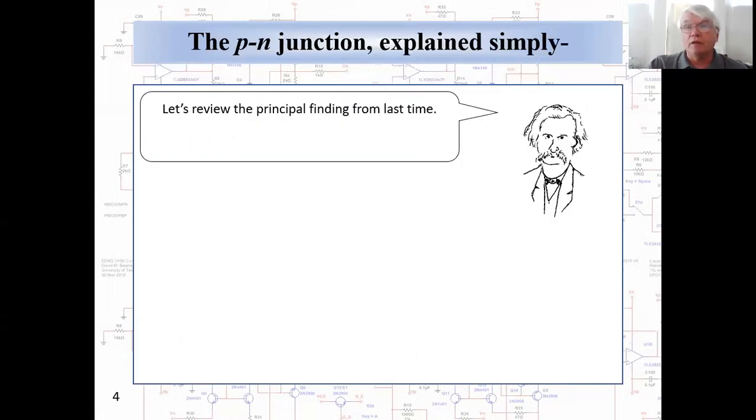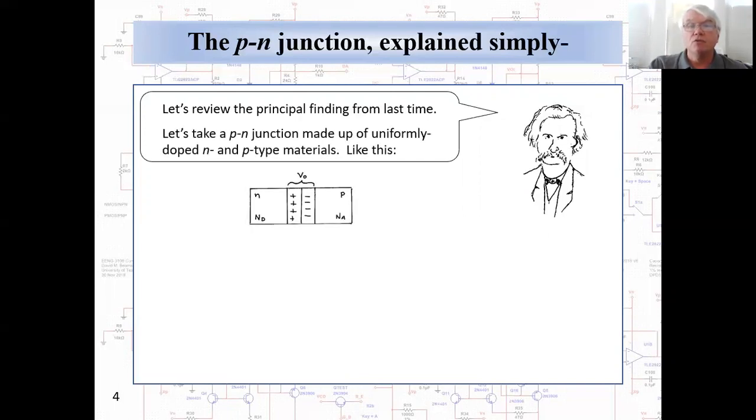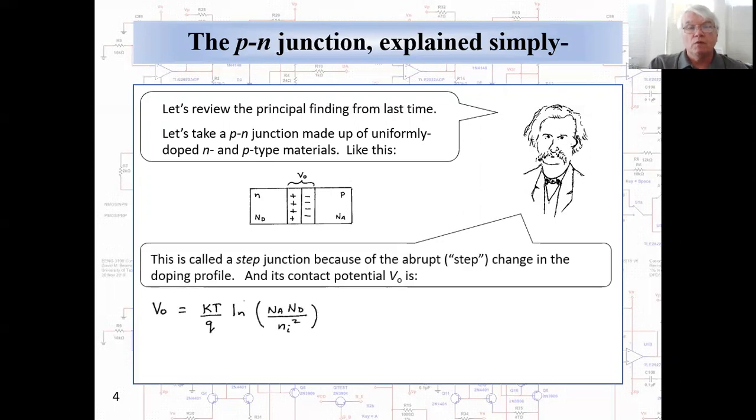Let's review the principal finding from last time, that is the presentation on the contact potential. Let's take a PN junction made up of two uniformly doped N and P type blocks of material like this. This is called a step junction because of the abrupt or step change in the doping profile at the metallurgical junction where the P and N materials meet. And its contact potential, V0, is kT over q multiplied by the natural logarithm of N_A N_D over n_i squared, where N_A is the P side acceptor doping, atoms per cubic centimeter, and N_D is the N side donor doping in atoms per cubic centimeter.